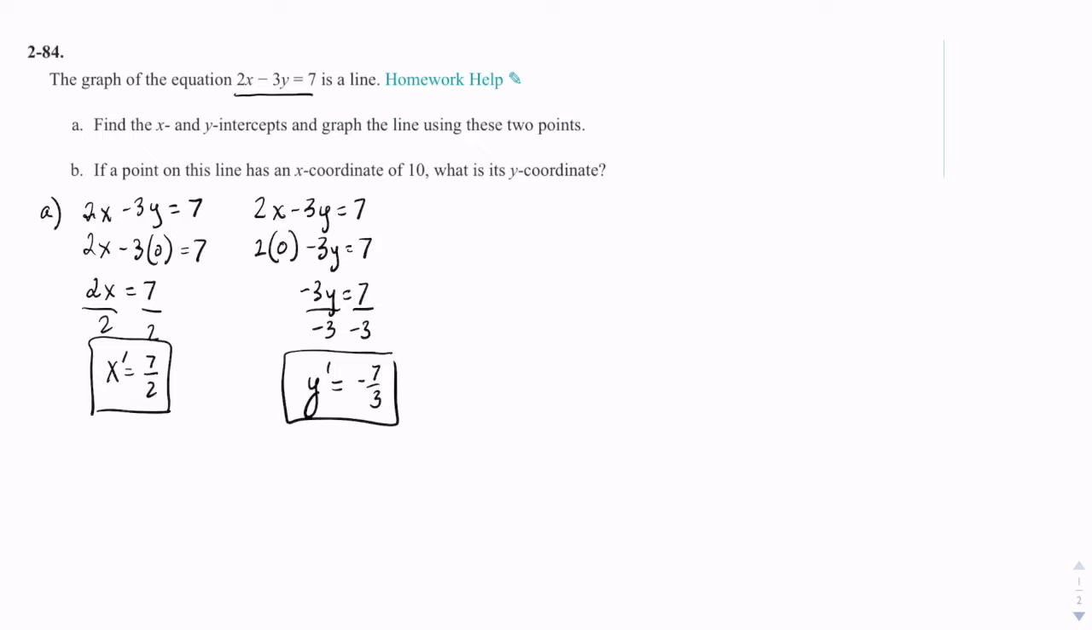And again, x and y intercepts are not ordered pairs. The x-intercept is the x value of where it crosses the x-axis, and the y-intercept is the y value of where it crosses the y-axis.